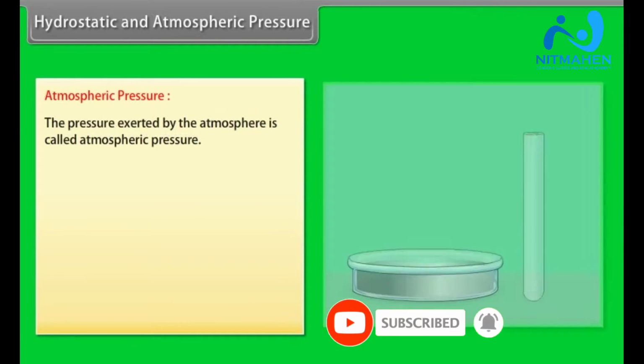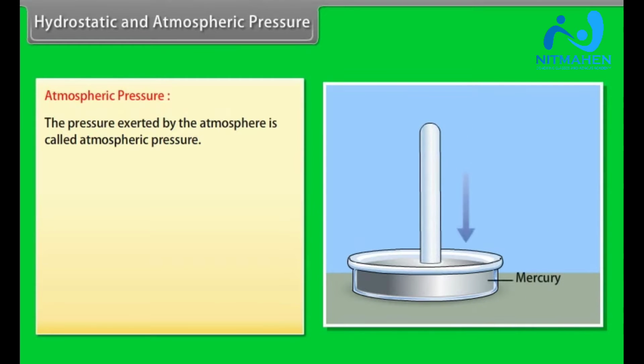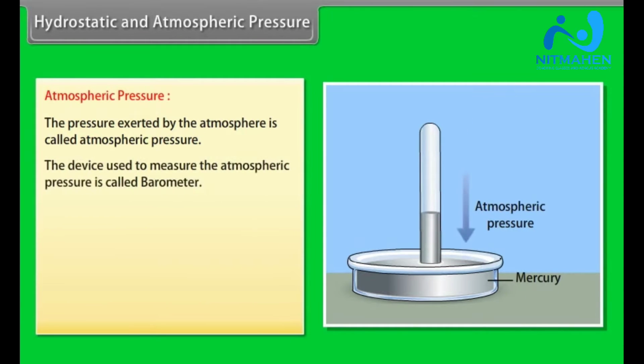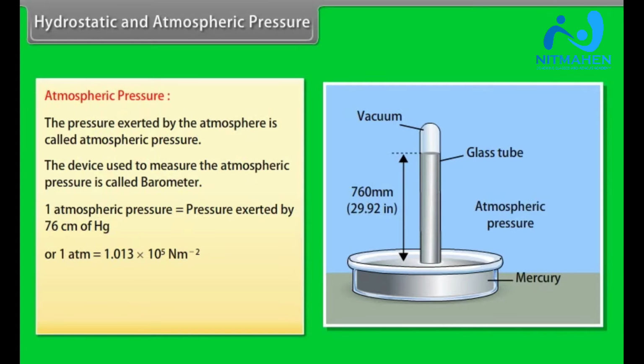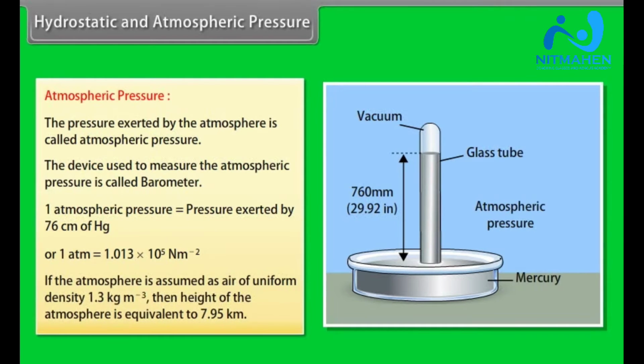Atmospheric pressure. The pressure exerted by the atmosphere is called atmospheric pressure. The device used to measure atmospheric pressure is called a barometer. 1 atmospheric pressure is equal to the pressure exerted by 76 centimeter of mercury, or 1 atm = 1.013 × 10^5 newton per square meter. If the atmosphere is assumed as air of uniform density 1.3 kilogram per cubic meter, then the height of the atmosphere is equivalent to 7.95 kilometer.